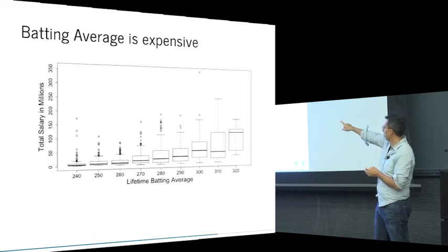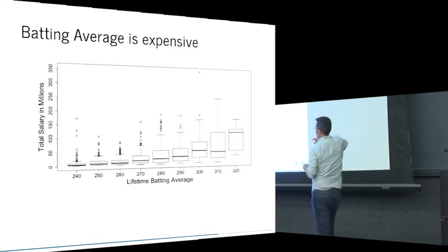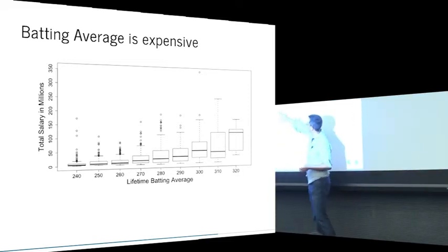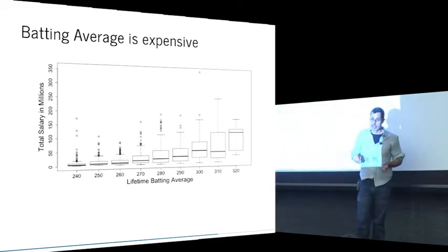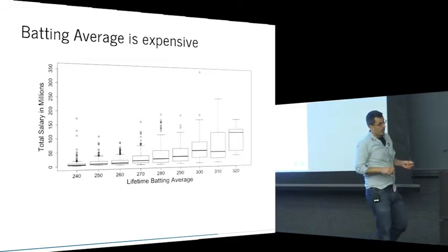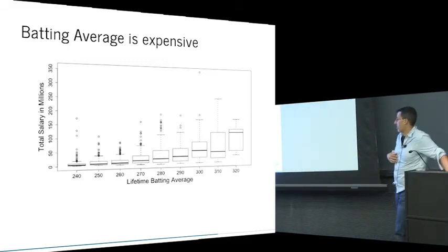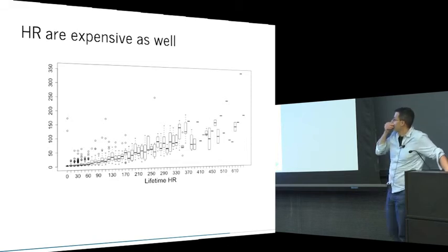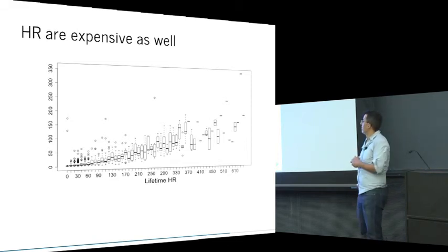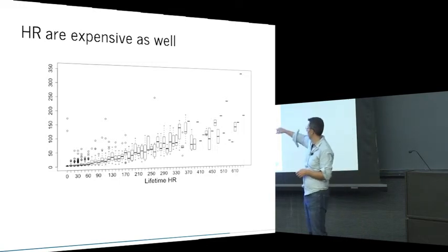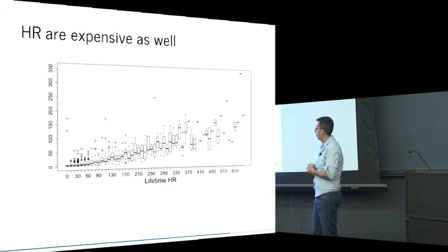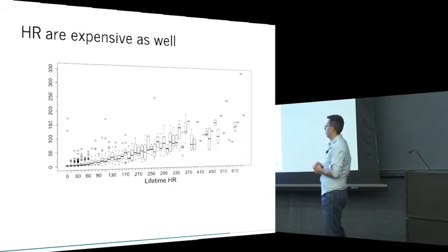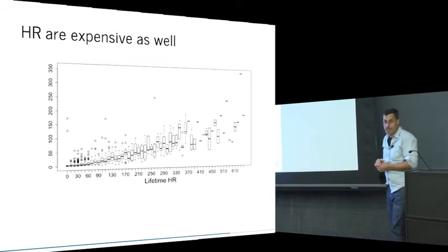So you can see it's going to cost you. You want to pick 9 players that hit .320? You're going to pay that much. So that's a strategy, but it's going to cost you. How about home runs? Those are expensive as well. There's A-Rod, 600 home runs. These are the total number of home runs and the total salary earnings. That's an even bigger correlation. It costs you a lot of money to get home run hitters.